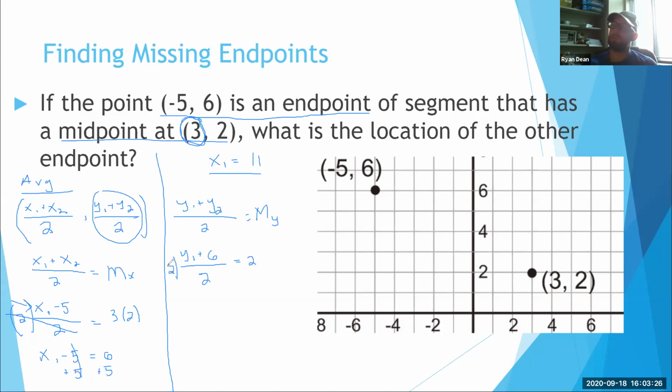Now I do the same thing. I multiply by 2 on both sides, so that way I can get the y by itself. So I have y1 plus 6 equals 4. And then I subtract 6, and I get y1 equals -2.